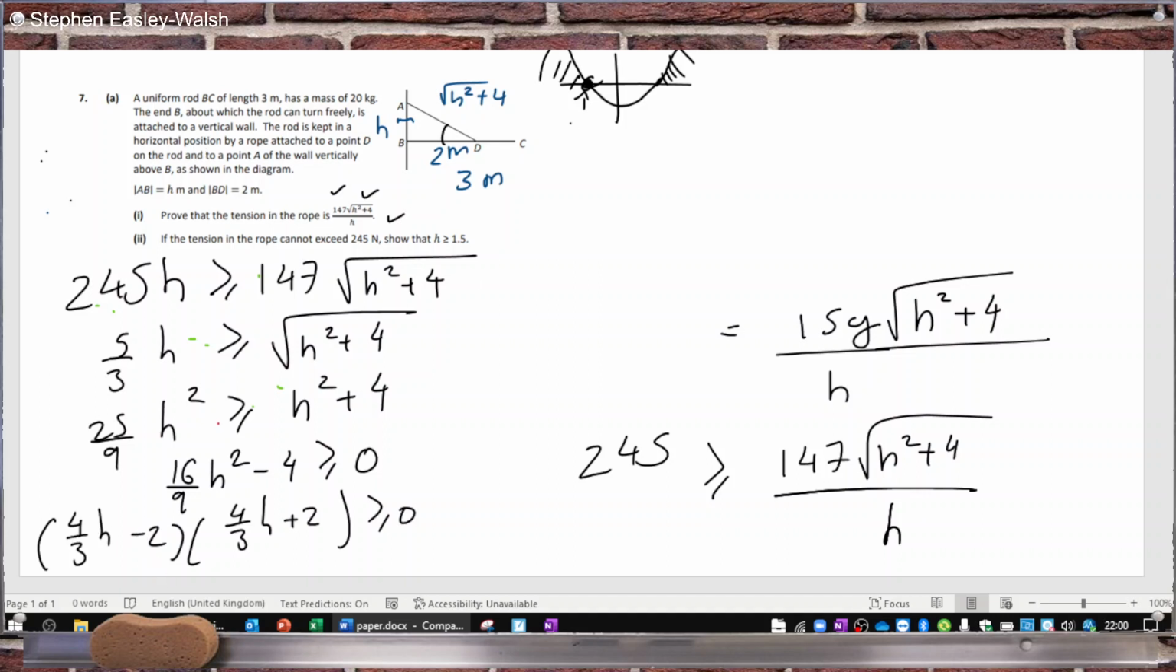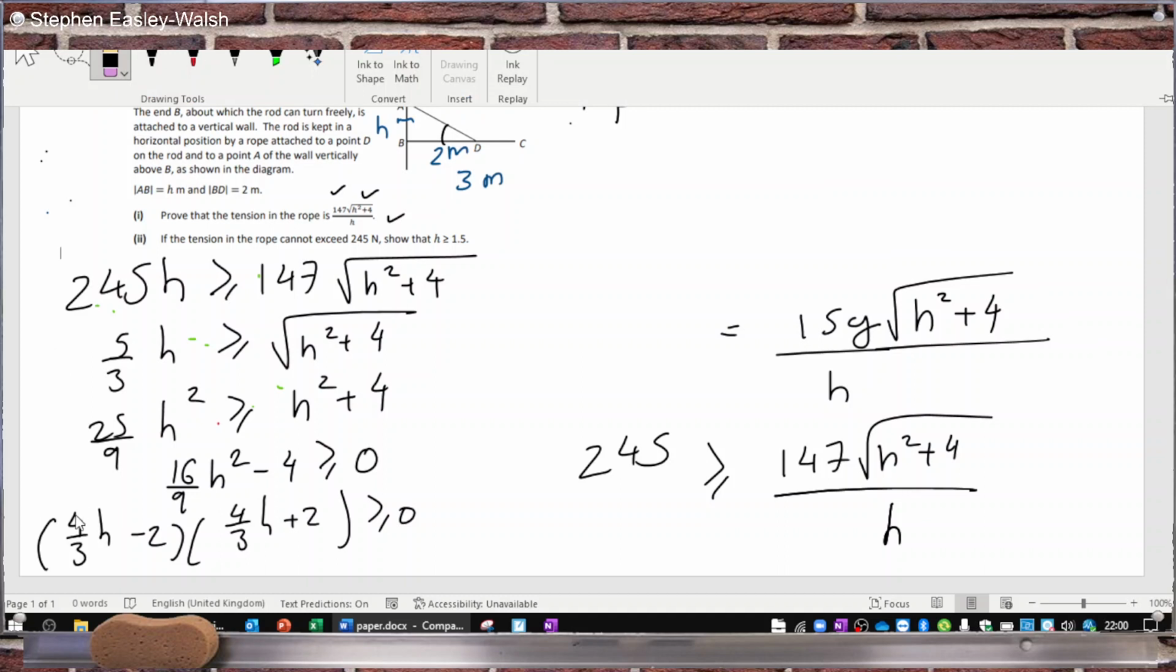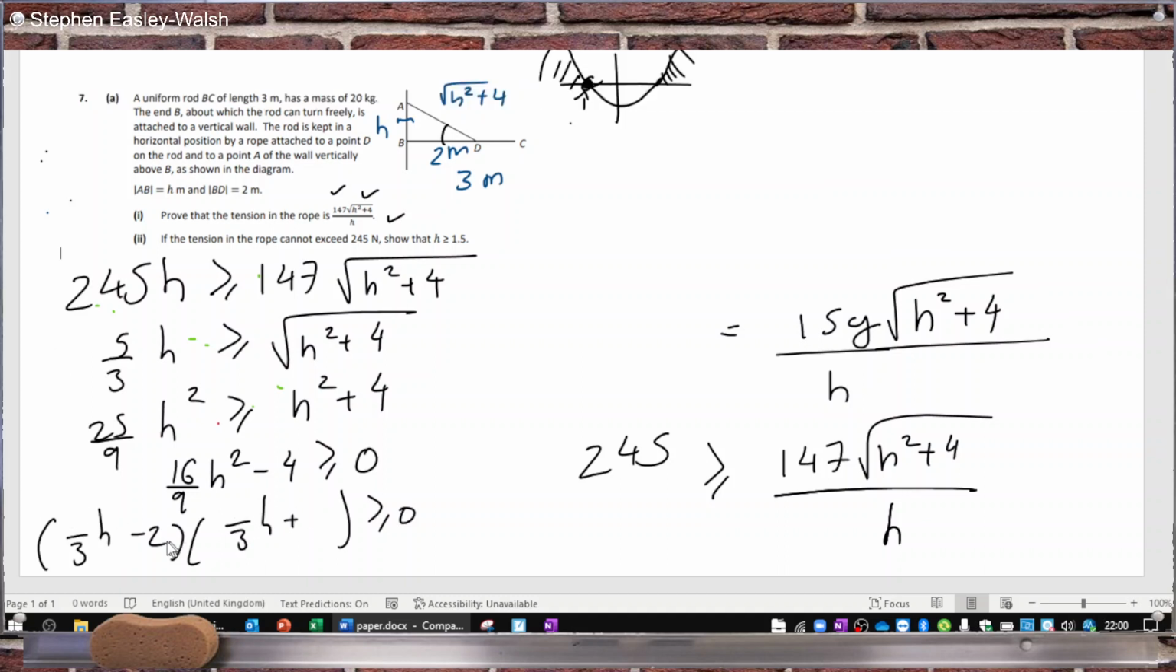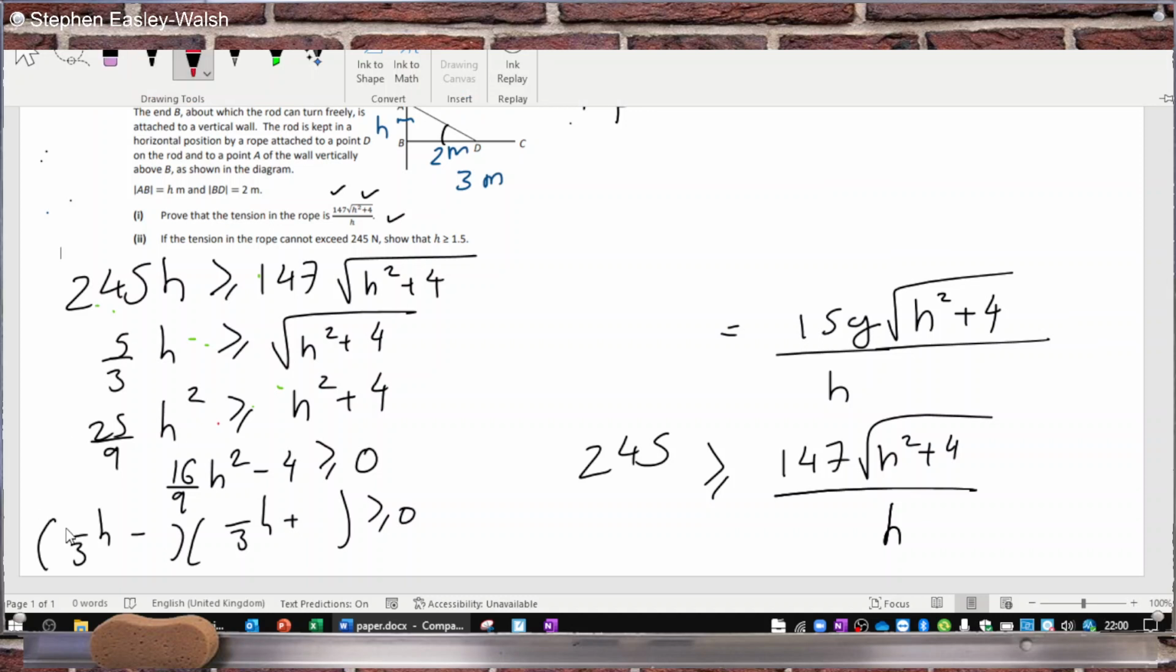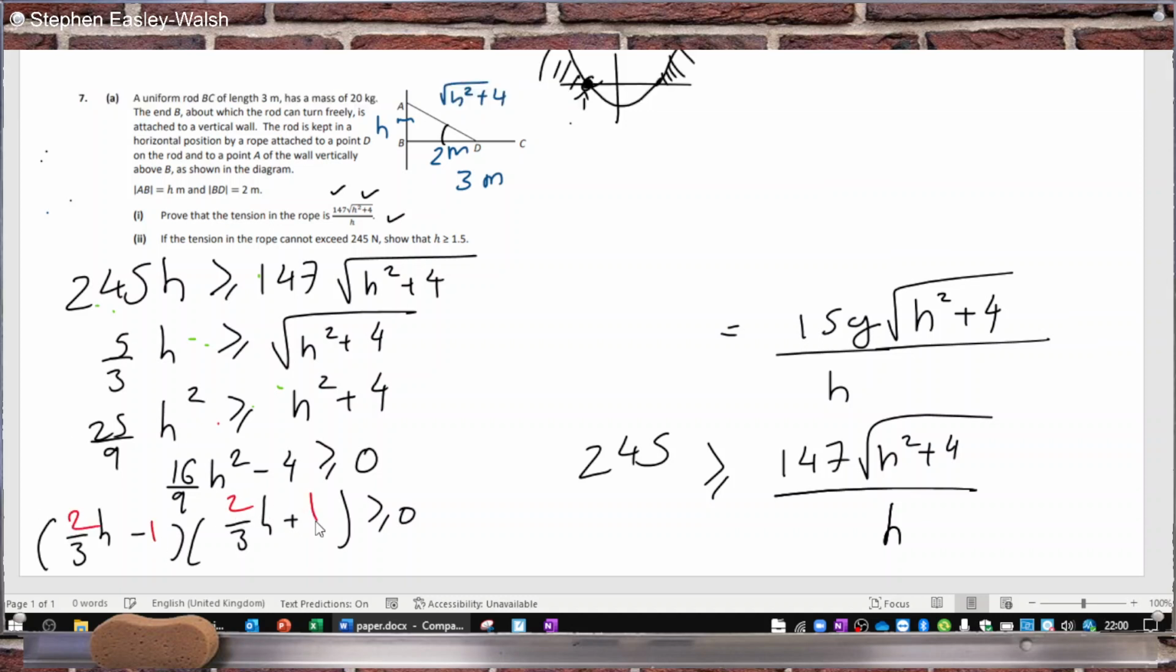oh, actually, you know what I can do? I can divide by 2. I should have done that earlier. So divide by 2, divide by 2, divide by 2, divide by 2. So that becomes 2, 1, 2, 1. So this one here is minus 3 over 2. And this one here is plus 3 over 2. So we want to go for that solution there. H is more than or equal to 3 over 2, meaning h is more than or equal to 1.5.